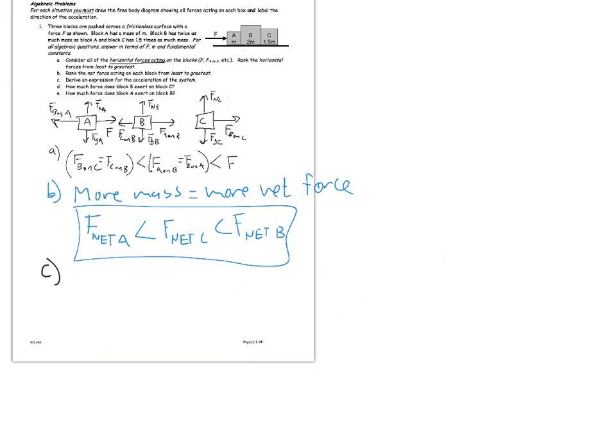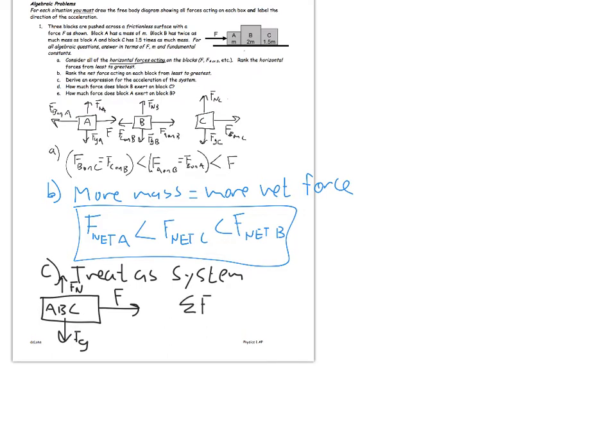Moving on to part C, we want to derive an expression for the acceleration of the system. So I'm going to go ahead and treat this as a system here. That's going to make my life a lot easier. So if I think about the A, B, C system, the only force I have horizontally acting on it is that force pushing it. I also have Fn and Fg, but the only horizontal force I have acting on it is that force F.